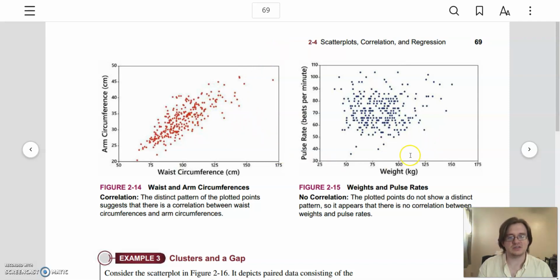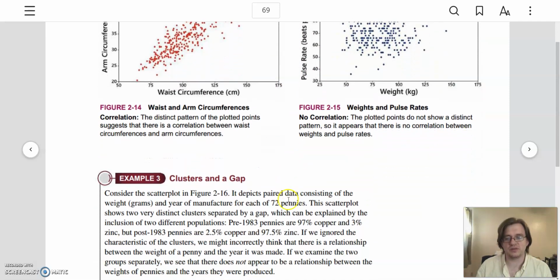Whereas this one is weight versus pulse rate, so how fast your heart is beating. This does not look like it's gathered in a line, not in any direction, either up, down, left, right, or anything in between. It looks like these points are scattered pretty well, and they don't form a line. So here we might see some linear correlation on the left and no linear correlation on the right.